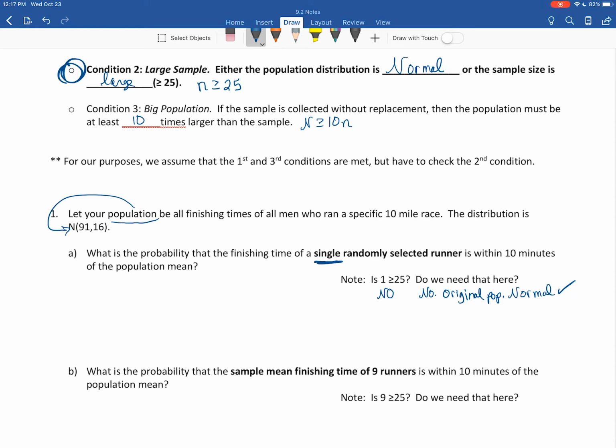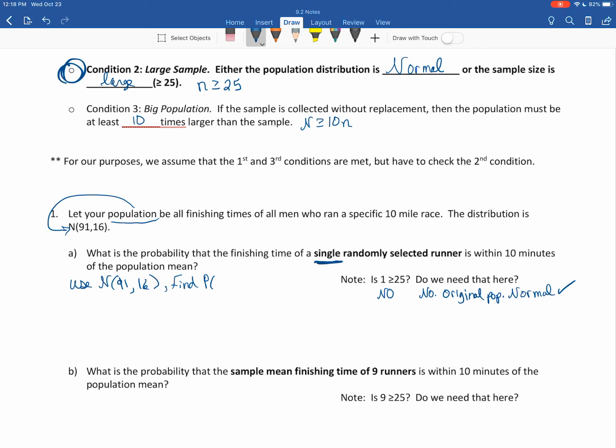So that's how we check off that condition in this case. We have satisfied condition 2 by the whole population already being normal, which means, of course, we can use the normal calculator here, and we're going to use it with what we've already got. So we're going to use the normal calculator with mean 91 and standard deviation 16. And what are we going to find? We're going to find the probability.